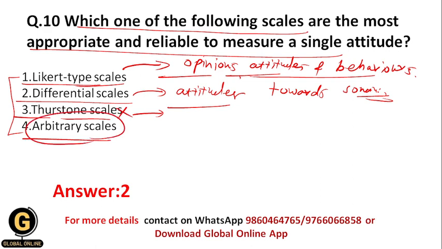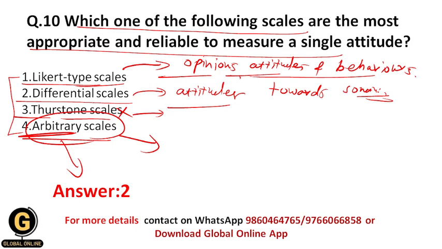And the next one is arbitrary scales. So arbitrary scales are developed on an ad hoc basis and are designed largely through the researcher's subjective selection of items. And the researcher in this type of process first collects a few statements or items which he believes are appropriate to the given topic. So the meaning of arbitrary means unspecific, or which is not structured or which is unclear.